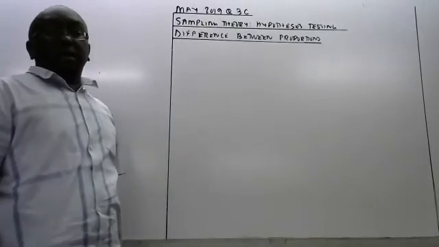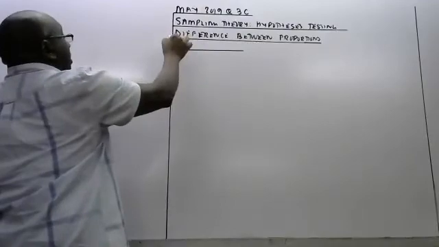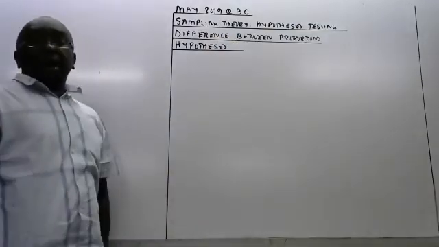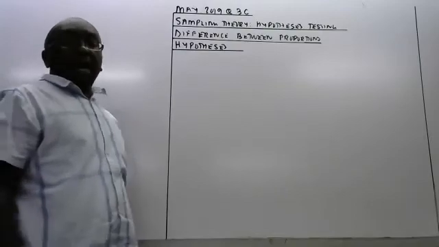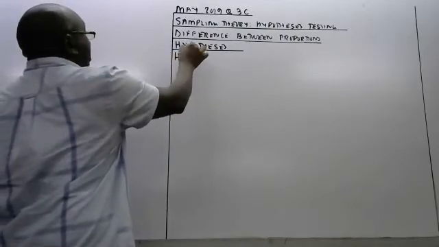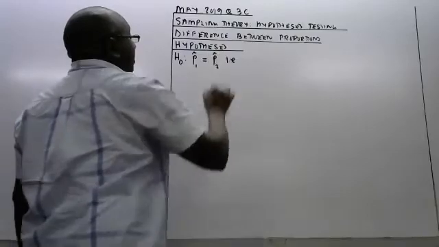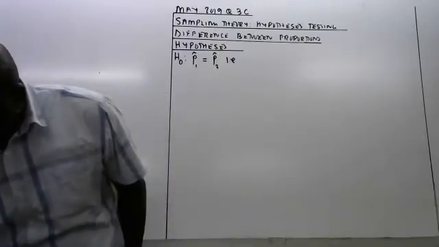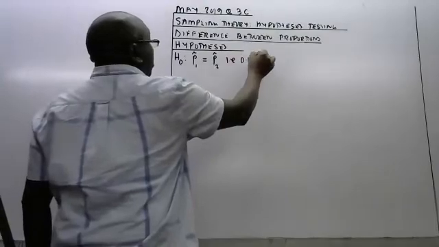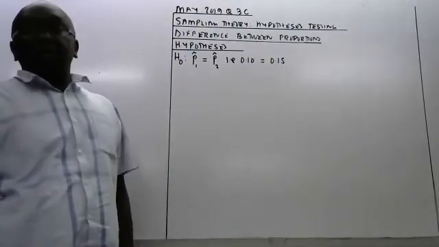Now, dealing with this one, step number one is to develop the hypothesis. The null hypothesis will be saying sample proportion 1 is equal to sample proportion 2. That is, when you look at the question, the first sample was found to have 10%. So 0.10 is the same as 0.15.